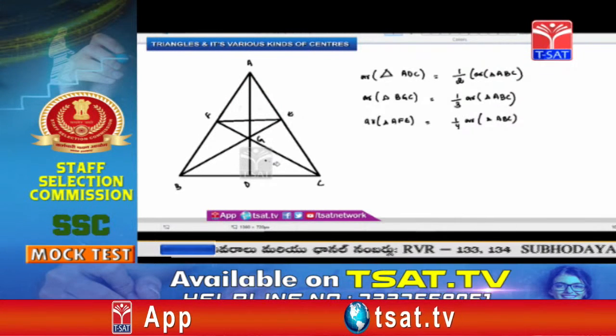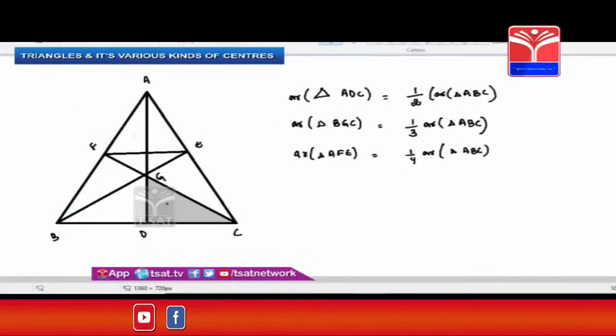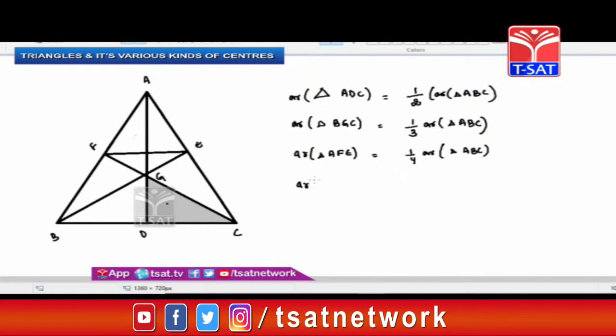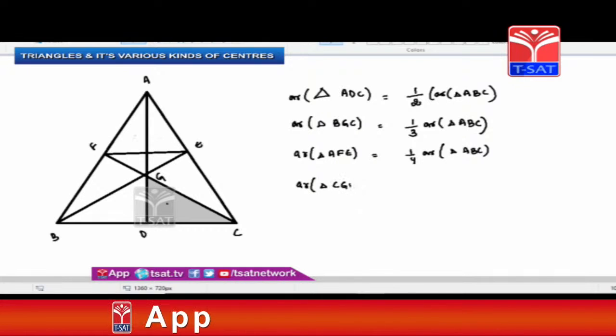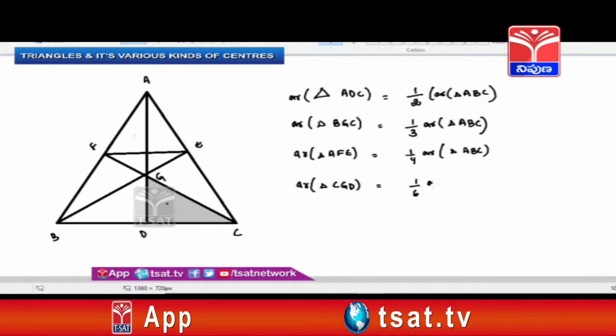If you consider any small triangle in this, if you consider triangle CGD or DGC, it is 1/6 of the triangle ABC.